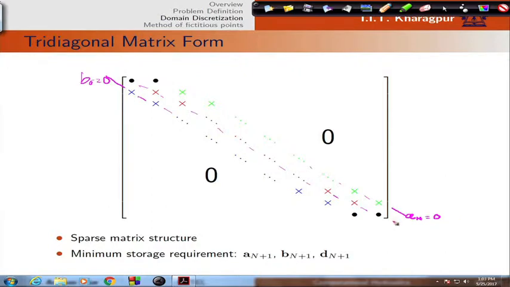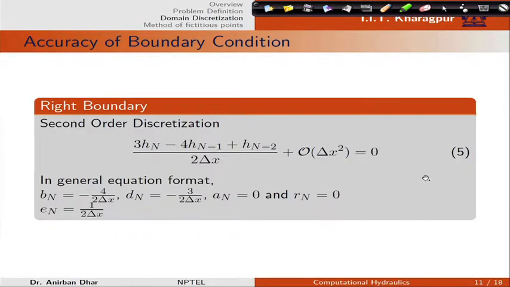So, if we store the full matrix, the storage requirement is n plus 1 into n plus 1, but if we store it in column vectors, the storage requirement is 3 into n plus 1. So, obviously, we are gaining in terms of storage. So, obviously, computational cost will be reduced in this case. Now, accuracy of boundary condition.